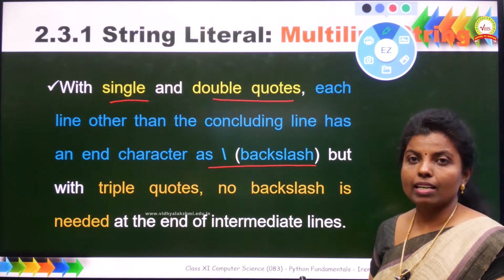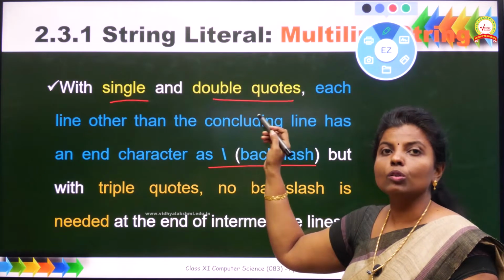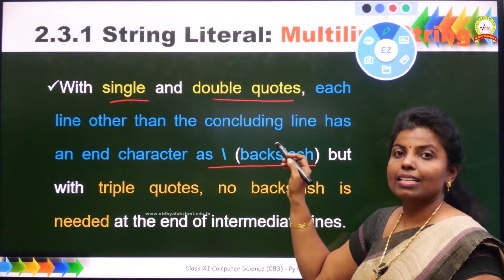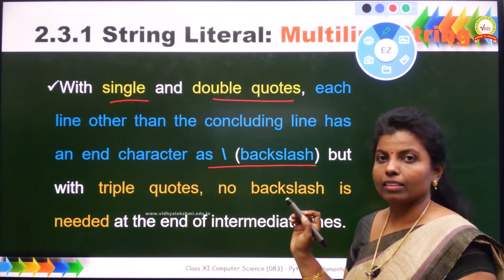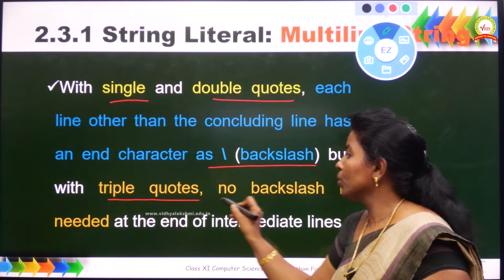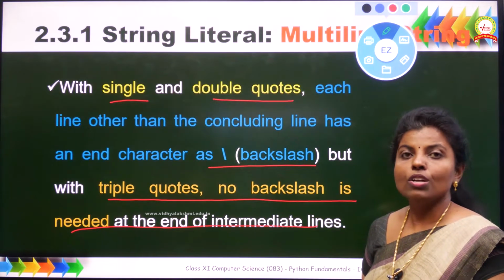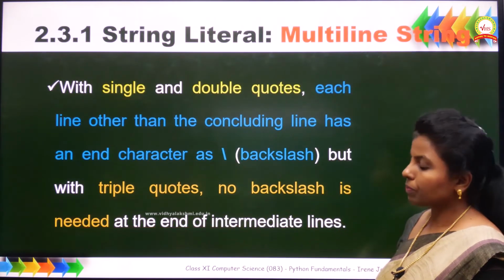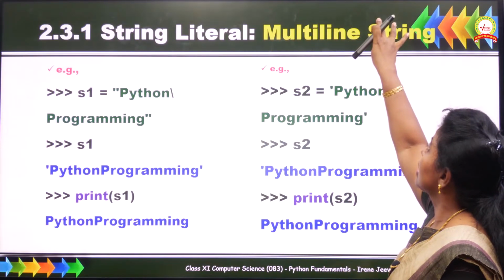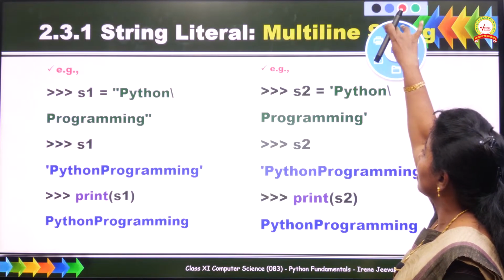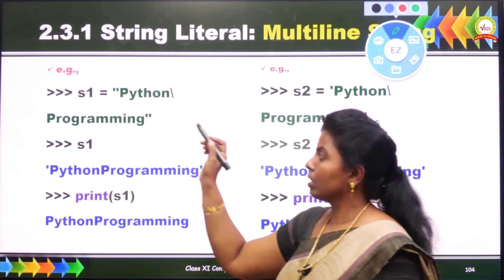Even multi-line strings can start with a single quote or double quote, but if you do, all the lines except the last line should have a backslash as an end character. But if you start with triple quotes, no backslash is needed at the end of the intermediate lines. Let us see this through the example. You can see an example given over here. I have started with double quotes and ended with double quotes. Again, I have started with a single quote and ended with a single quote.